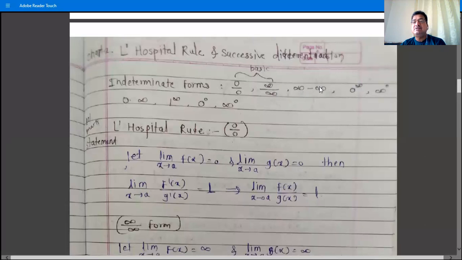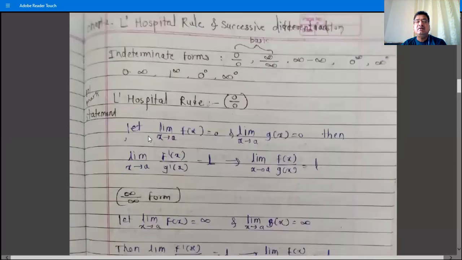Similarly, some other indeterminate forms are infinity minus infinity, 0 raised to infinity, infinity raised to 0, 0 into infinity, 1 raised to infinity, 0 raised to 0, and infinity raised to 0. These are the indeterminate forms.